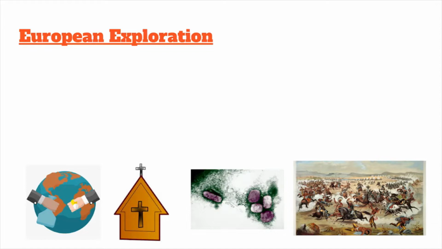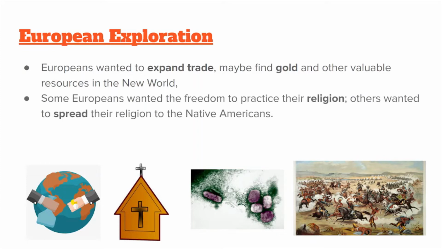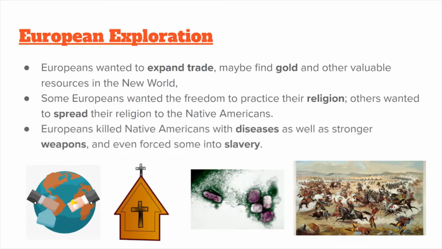European exploration. Vamos a repasar. Europeans wanted to expand trade, maybe find gold and other valuable resources in the New World. Some Europeans wanted the freedom to practice their religion. Others wanted to spread their religion to the Native Americans. Europeans killed Native Americans with diseases, as well as stronger weapons, and even forced some into slavery.